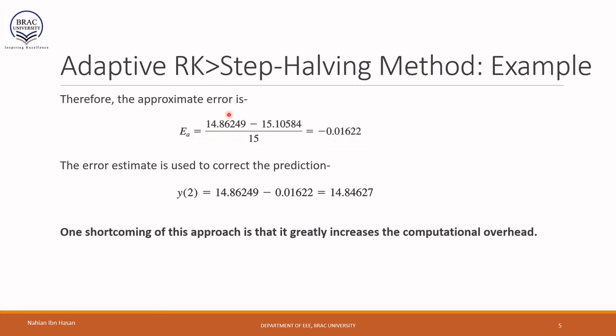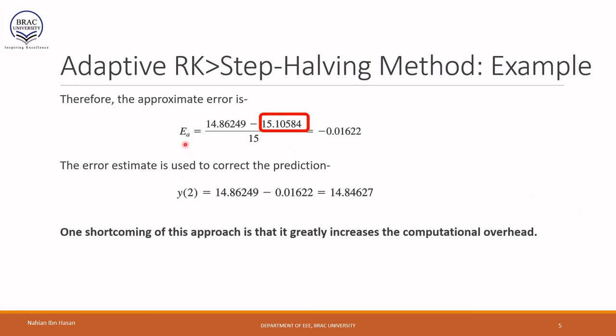So this 14.86249 was the result achieved from 2 steps, that means the double step method, and this 15.10584 was achieved from the single step method. And in the denominator we have 15. This 15 is for the special case of the fourth order Runge-Kutta method. We have already seen it a couple of slides before.